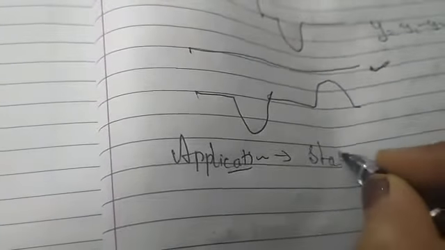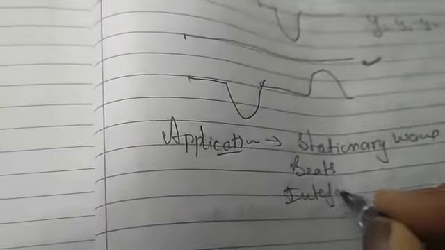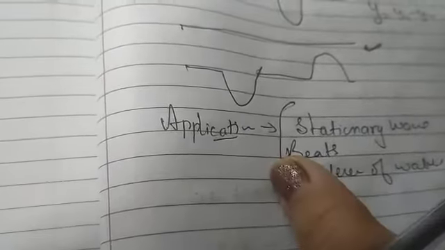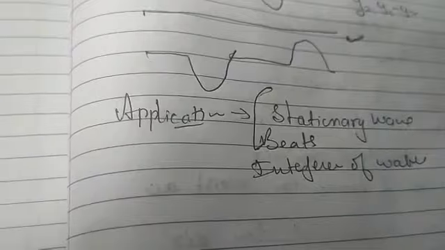So this is all about the superposition principle. The applications of the superposition principle are: first, stationary waves; beats; and interference of waves. We will study these in this chapter. Now, to study stationary waves, firstly we need to understand the concept of reflection and refraction of the waves.